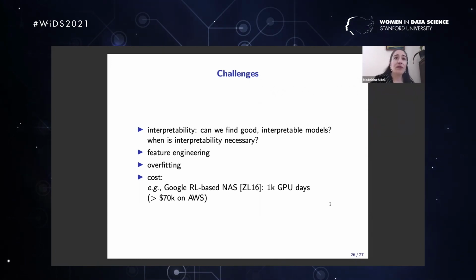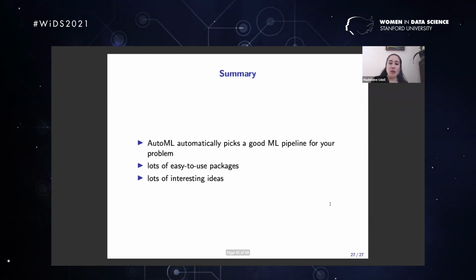So just a quick summary. I've shown you a bunch of AutoML methods and a bunch of ideas from AutoML that automatically pick a good machine learning pipeline for your problem. I've shown you a bunch of easy to use packages. They've got really simple APIs. And I've tried to explain some of the most important ideas that power these systems.